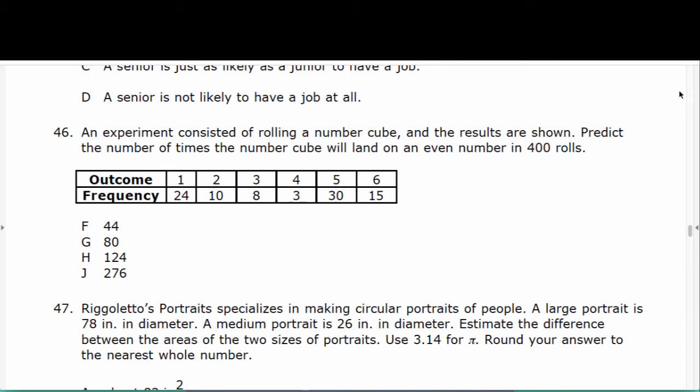Question 46. An experiment consisted of rolling a number cube and the results are shown. Predict the number of times the number cube will land on an even number in 400 rolls. If you need help reading the table, please raise your hand. F, 44. G, 80. H, 124. J, 276.